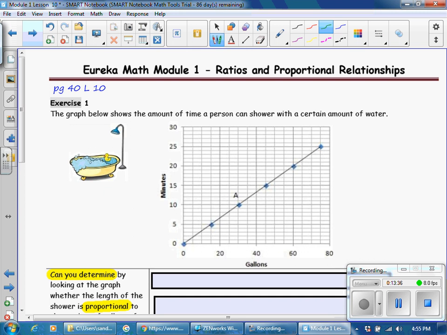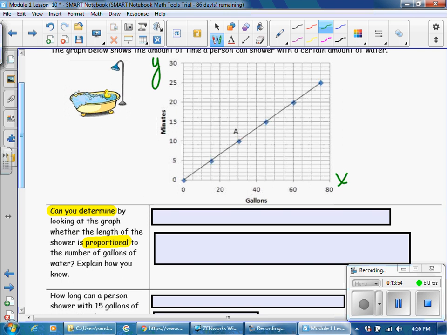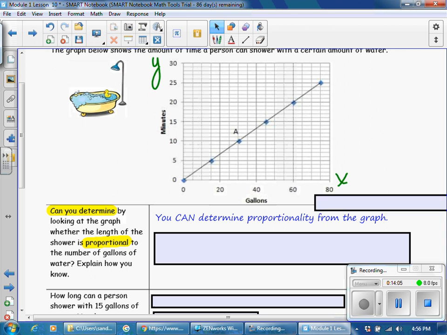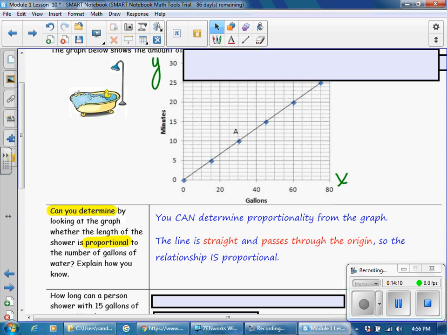All right, so we're on exercise 1, page 40, lesson 10. And it says, the graph below shows the amount of time a person can shower with a certain amount of water. And we have gallons going across the x-axis and minutes across the y-axis. And it says, can you determine by looking at the graph whether the length of the shower is proportional to the number of gallons of water? And explain how you know. So you can determine proportionality from the graph. And the line is straight and passes through the origin, so the relationship is proportional.